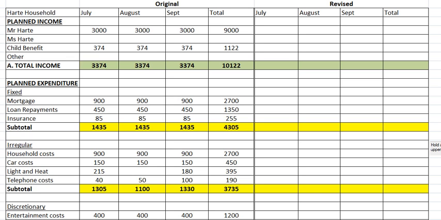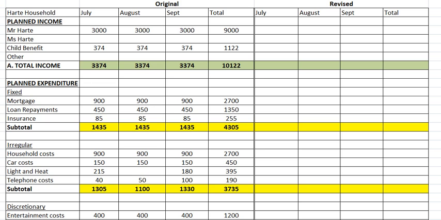And it said, after preparing the original budget, Mr. Hart was informed that his salary would be decreased. However, Miss Hart secured a part-time job, which was due to start in August. The Hart household decided to revise their budget due to the changed circumstances.